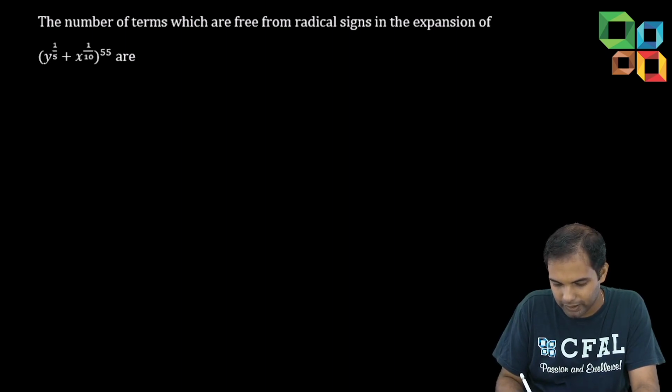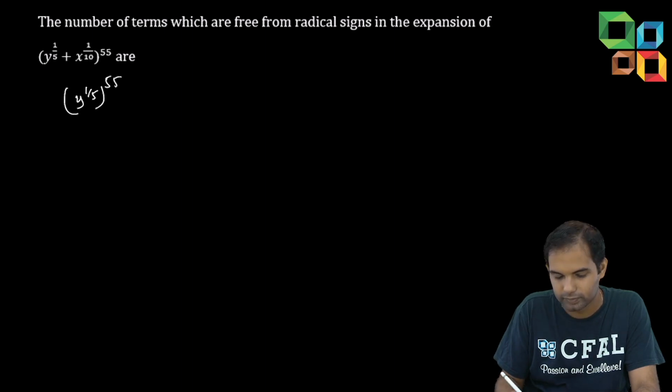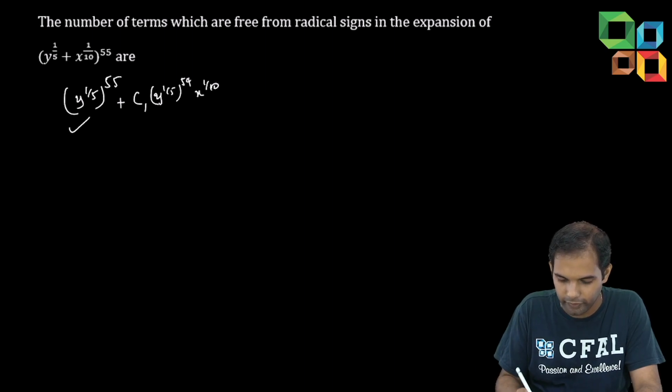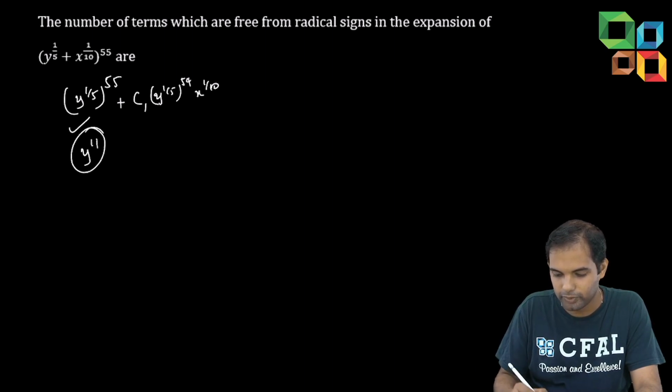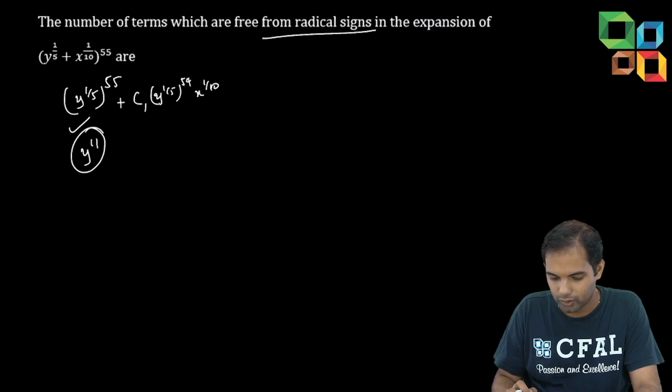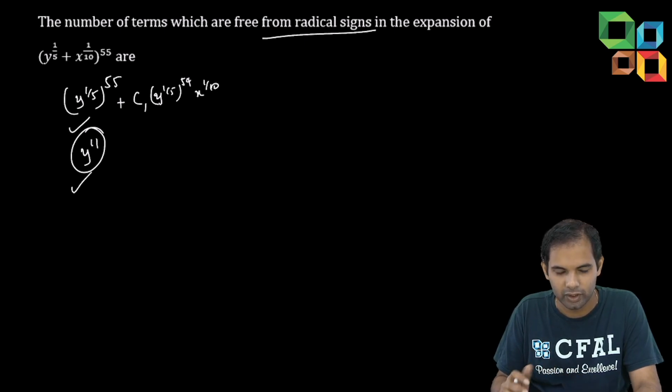Now, first term would be y power 1 by 5 whole power 55. Right. Next term, because everything is plus, I'll write C1. C1 means 50 by C1, into y power 1 by 5 whole power 54 into x power 1 by 10. Can you see this first term what I wrote down? 55 by 5 will be 11. So it will be free of the radical in the power. Free of radical signs. So we don't need radical signs in the power. So this is one of the terms.